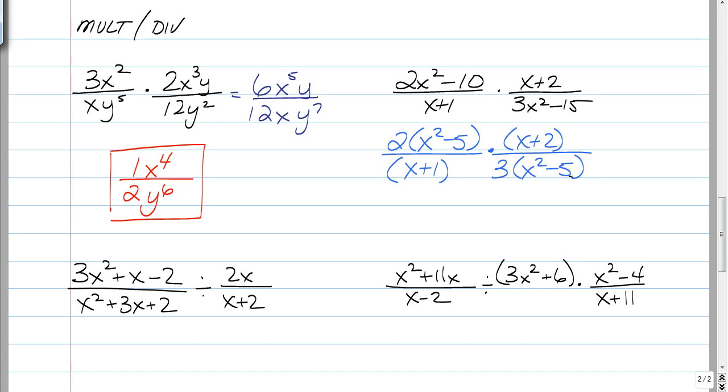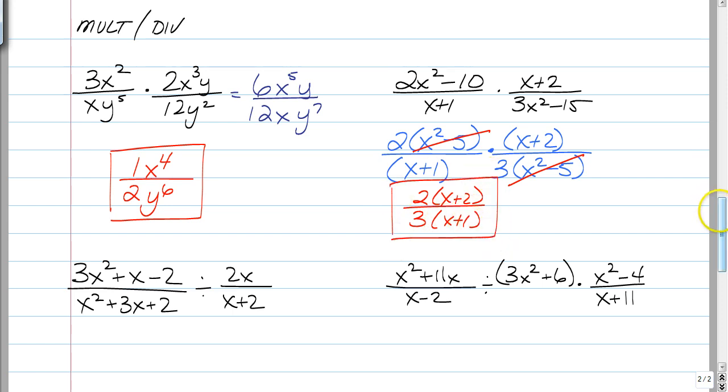Now, since this is multiplication, you are already good to go. The only thing you have to do is cancel anything on the top with anything on the bottom of either fraction. So this x squared minus 5 will cancel this x squared minus 5. And you don't have to worry about those anymore. So now if anything else could cancel with the top and bottom, you would. Since there isn't anything else, you just write your final answer. In this case, we're going to have 2 over 3. And we have our x plus 2 on top. And we have our x plus 1 on the bottom. And you are done with that example.